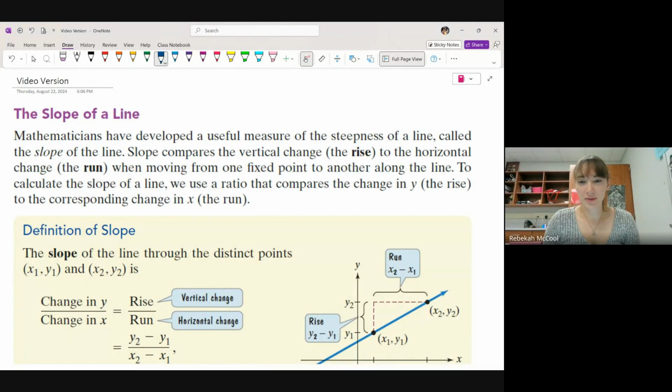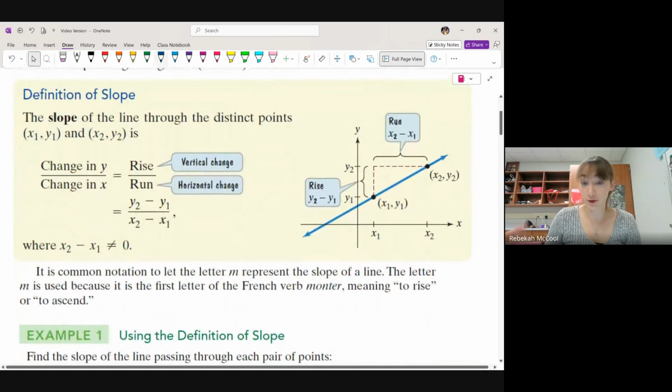In this video, we're going to be looking at slope and lines. Mathematicians have developed a useful measure of the steepness of a line called the slope of the line. Slope compares the vertical change, the rise, to the horizontal change, the run, when moving from one fixed point to another along the line. To calculate the slope of a line, we use a ratio or a fraction that compares the change in y to the corresponding change in x.